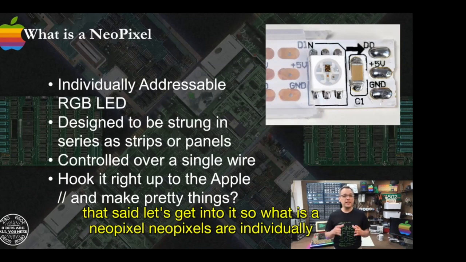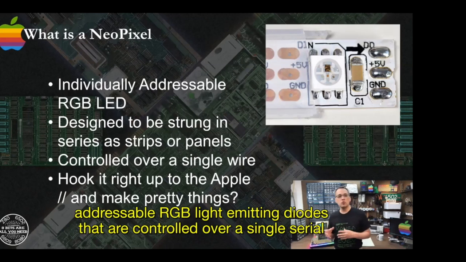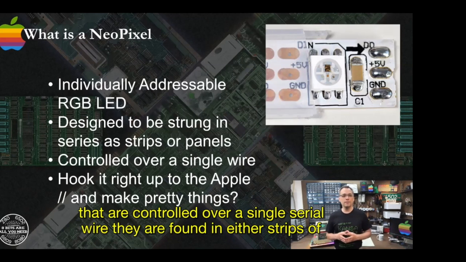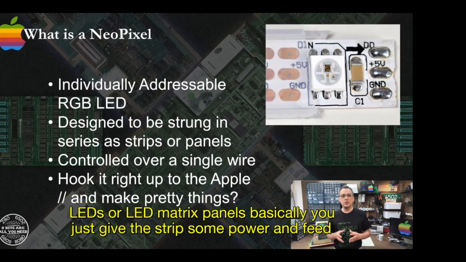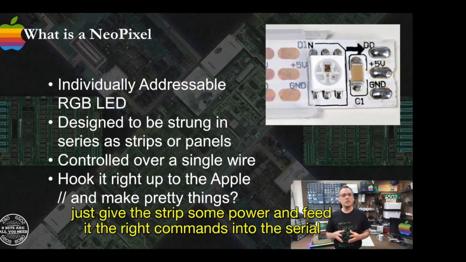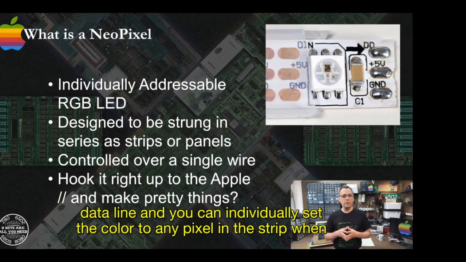So what is a NeoPixel? NeoPixels are individually addressable RGB light-emitting diodes that are controlled over a single serial wire. They are found in either strips of LEDs or LED matrix panels. Basically, you just give the strip some power and feed it the right commands into the serial data line, and you can individually set the color of any pixel in the strip.